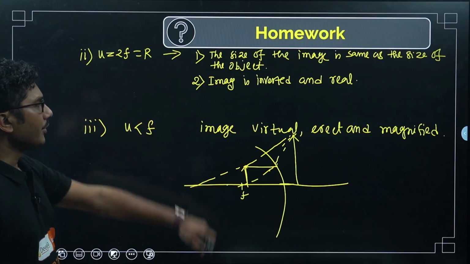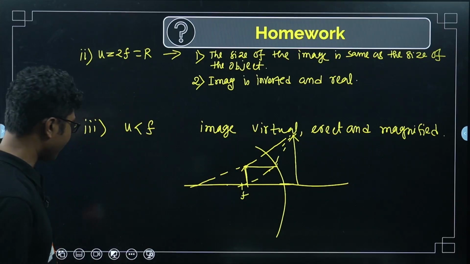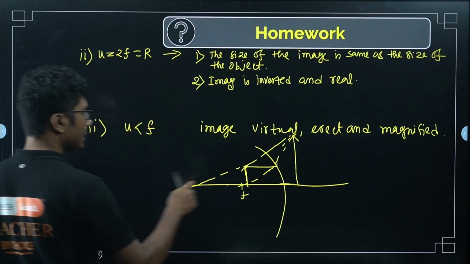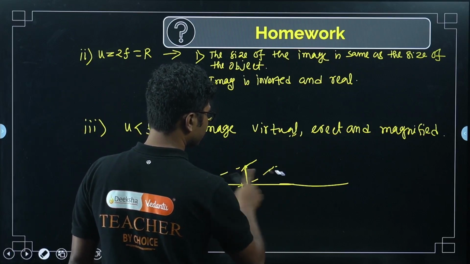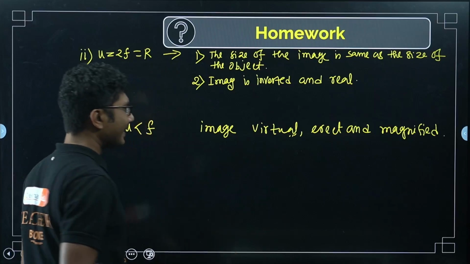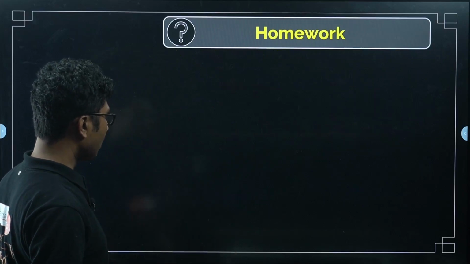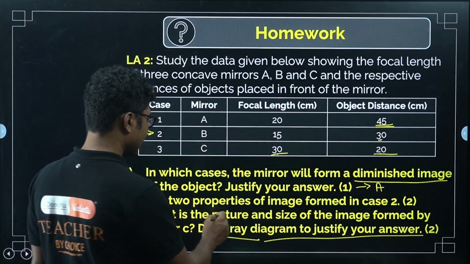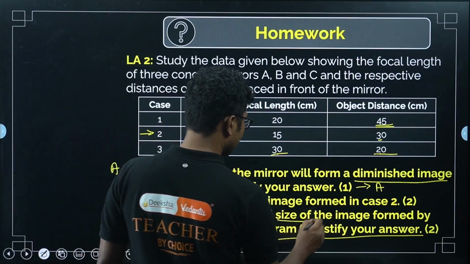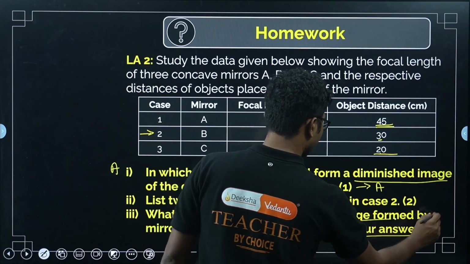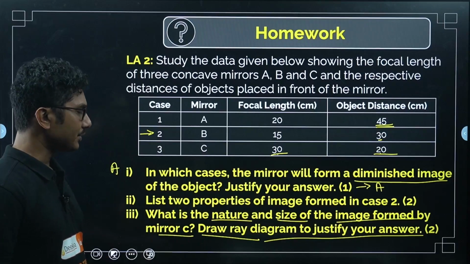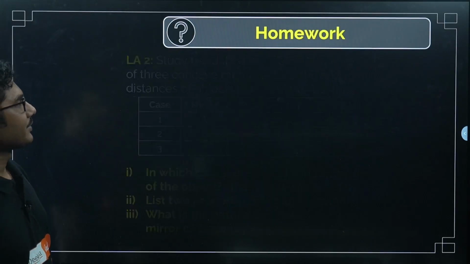Now you remember that this is the diagram I completed in my previous class. So if you have any doubt, you can go back and check the previous class diagram. The image will be virtual, erect and magnified. What they have asked is the nature. Nature is virtual, size is magnified, image formed by the mirror. They have not asked if it is erect or not, but you can mention that as well to get some extra attention from the teacher.